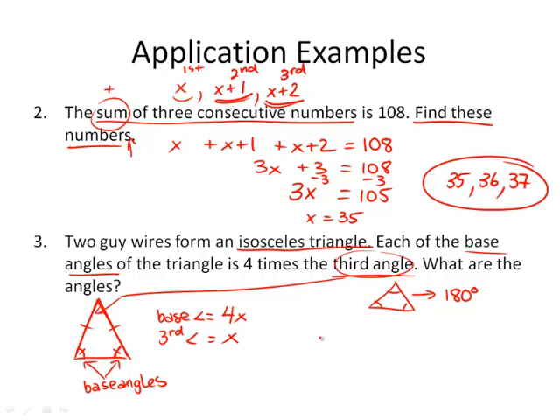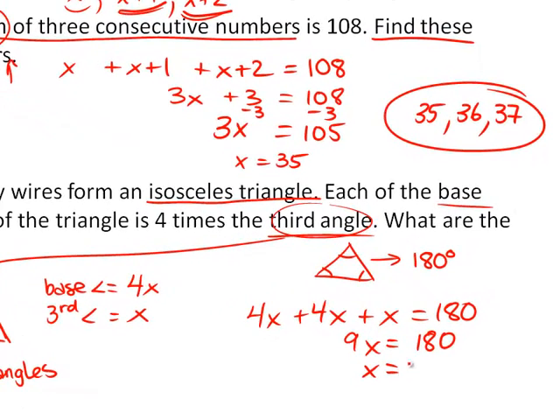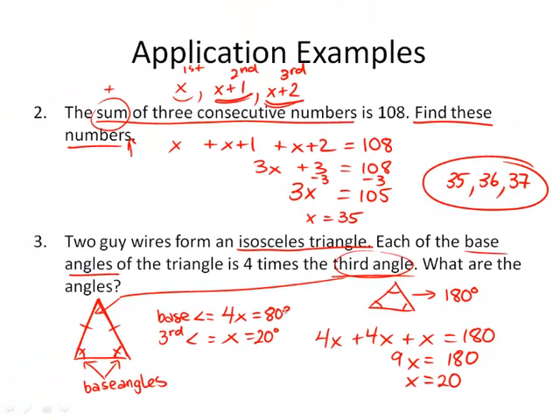Alright, now we've got 2 base angles, so when we add them up, we've got 4x plus 4x plus x gives us 180 degrees. So we've actually got 9 x's equaling 180 degrees, giving us 20 degrees each. So 20 degrees for the third angle, and the base angles were 80 degrees each. Wow, that was a fluke that I guessed that right away. I actually didn't have the answer in front of me at all.